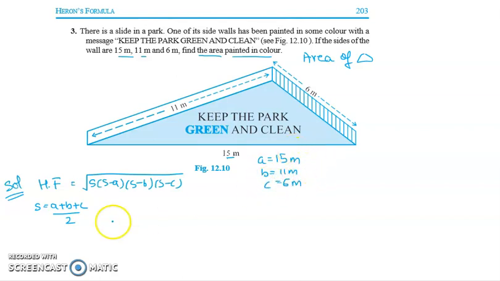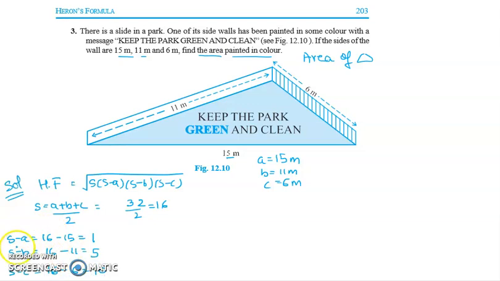So s is (a plus b plus c) by 2. 6 and 1, 7, and 5, 12, plus 1, 1, 2, 3, 32 by 2, which is equal to 16. Now we will find s minus a. So s minus a is equal to 16 minus 15, which is equal to 1. s minus b: this is the value of s, 16, and the value of b is 11. So 16 minus 11 is 5. s minus c is 16 minus 6, which is equal to 10.